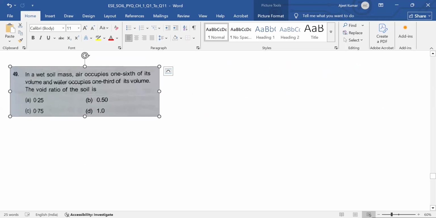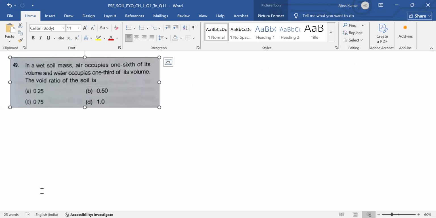Question number 49. In the wet soil mass, air occupies 1/6 of its volume and water occupies 1/3 of its volume. The void ratio of soil is? This is the same question as question number 4.